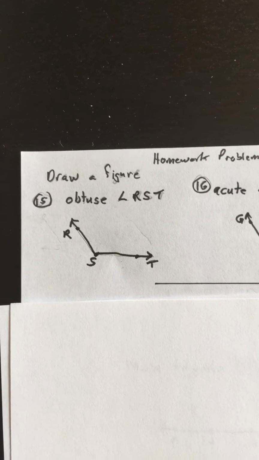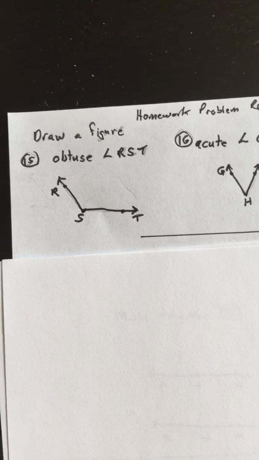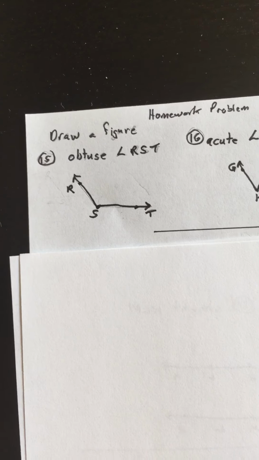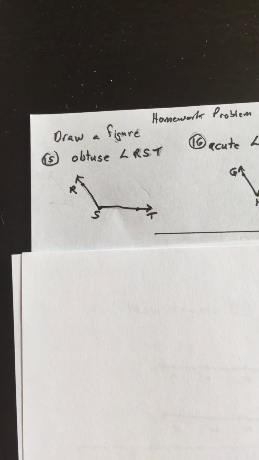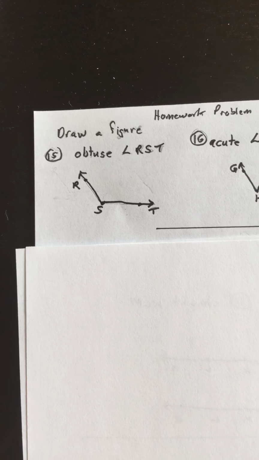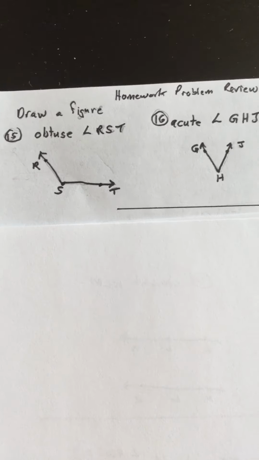First one asked for an obtuse angle RST. And if we remember from the first lesson, obtuse meant that you're greater than 90 degrees but less than 180 degrees. So I've depicted that here. And because this is angle RST, S has to be the vertex, and RT can be on either side.